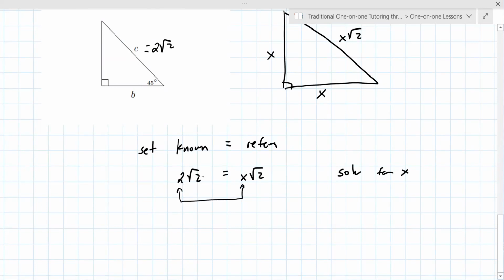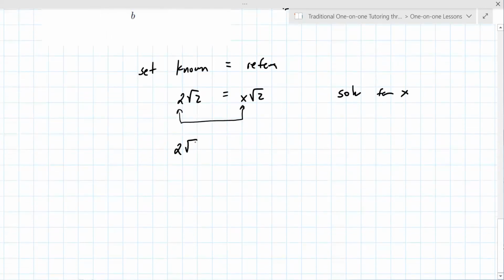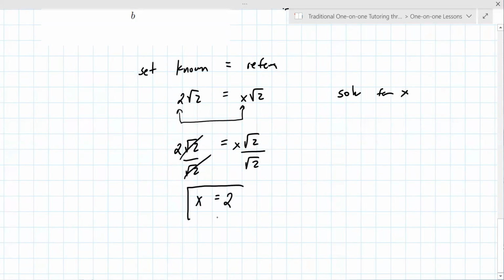Do you see that they both have a root 2? And so x is just the value that's in front of the root. Oh, so it's just 2? It's just 2, but that only works if it's root 2. If this were root 8, you would not do that. So the more general approach, the one that always works, is to divide both sides by root 2. Those cancel and x is 2.